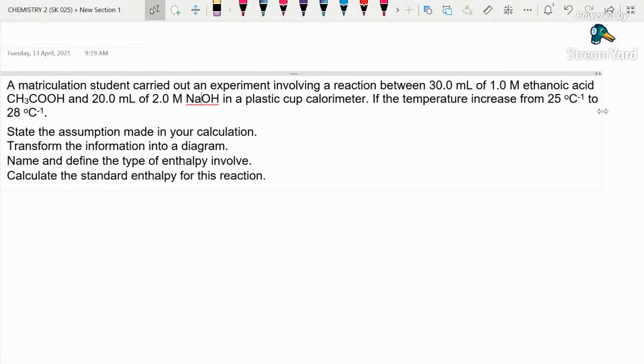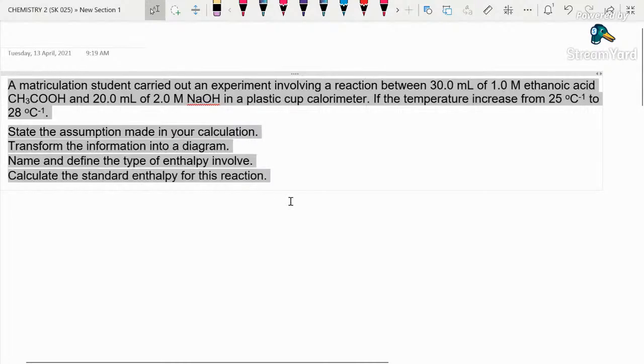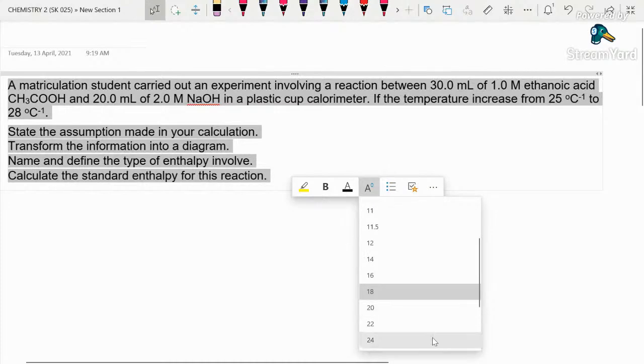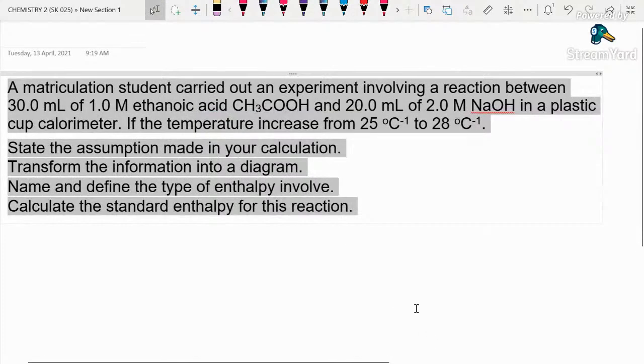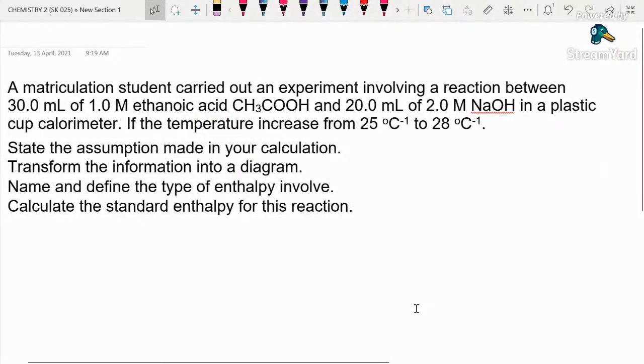Okay, the reaction is between. Okay, tulisan kat situ boleh nampak. Okay, let me enlarge the font. Okay. So the reaction is between acetic acid and the sodium hydroxide. We know that acetic acid is a weak acid dan sodium hydroxide is a strong base. Okay, dia ada dua kat sini.